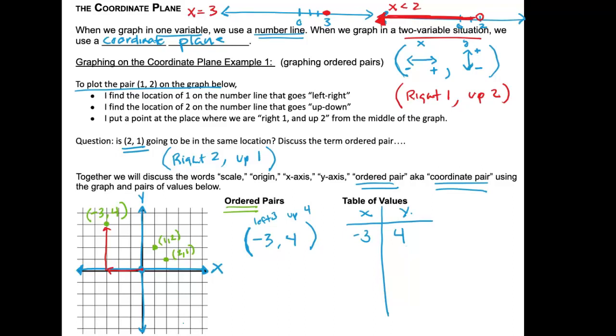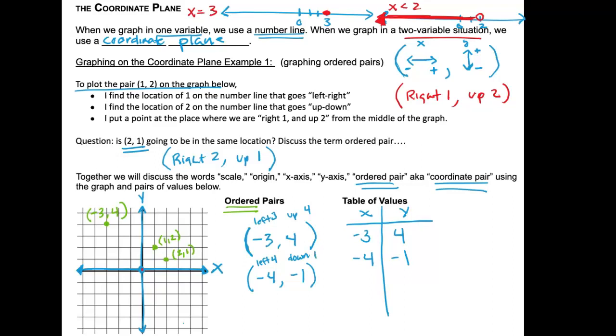Okay, so let's try another one. So let's do one where both are negative. So let's graph the point -4, -1, or on the table we could write it like this, -4, -1. So since they're both negative, that first number being negative tells us to go left. So this is going to be a left 4. And since the second number is negative, that's going to be a down. So we're moving down 1.